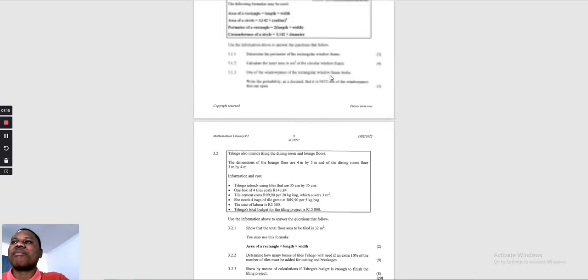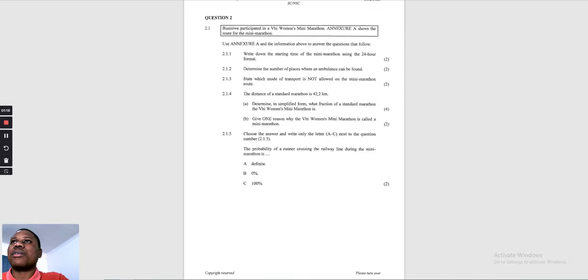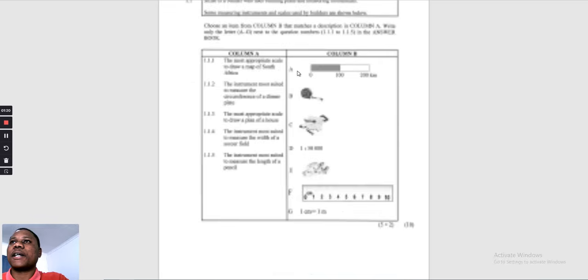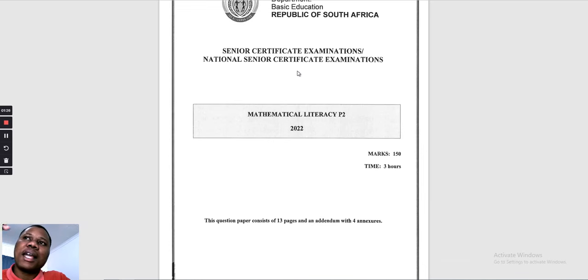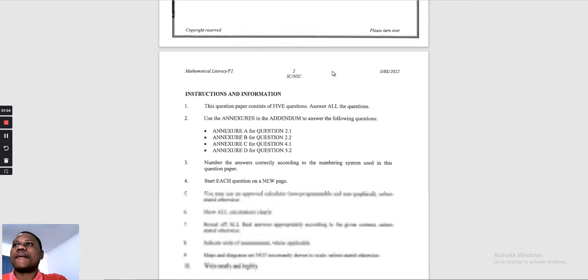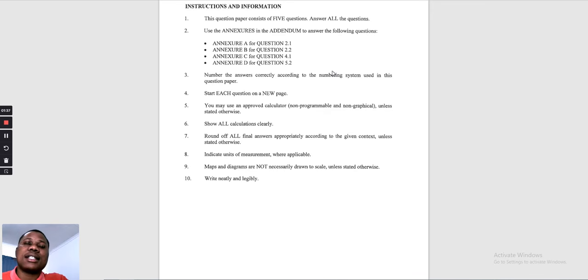So we are now dealing with previous question papers. Without any waste of time, this question paper is May-June 2022. That was written for supplementary last year. The other questions that I will be leaving out are for maps and plans. So for today, our focus is going to be on measurements. Maps and plans, we are going to do them but at a later stage. For this question paper, we're going to check only measurements.